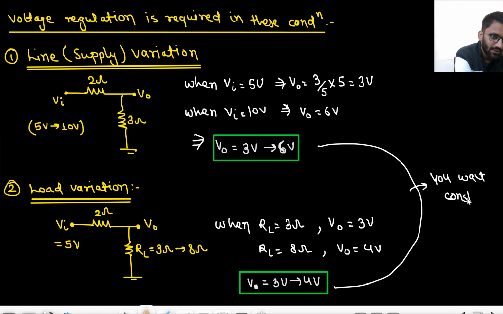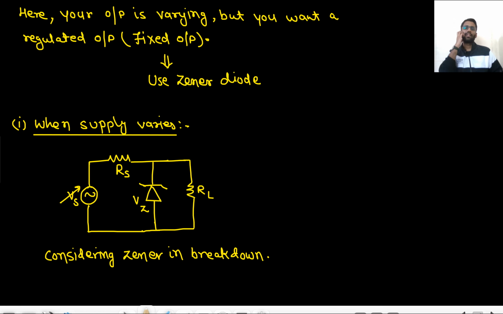For that, you will use a Zener diode. Here your output is varying, but you want a regulated output voltage. That means a fixed output voltage. So that's why you will use a Zener diode. Okay. Now we will take cases.